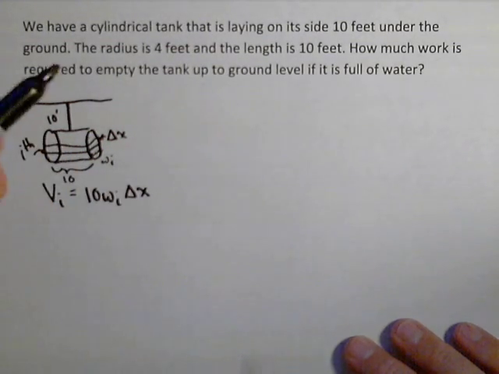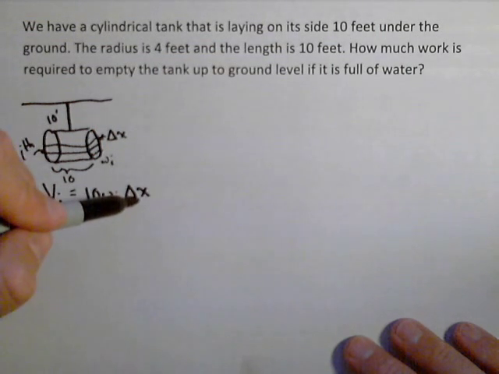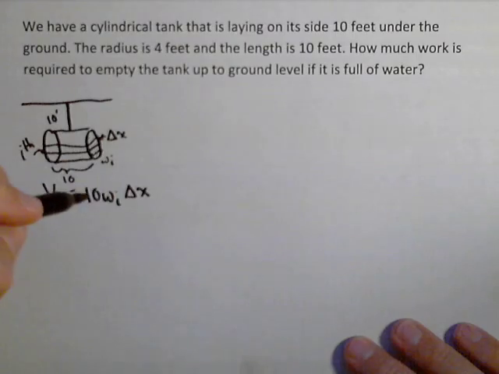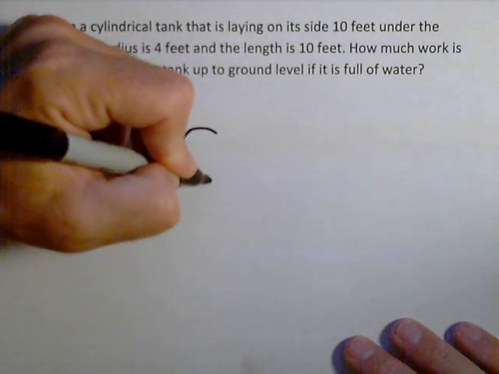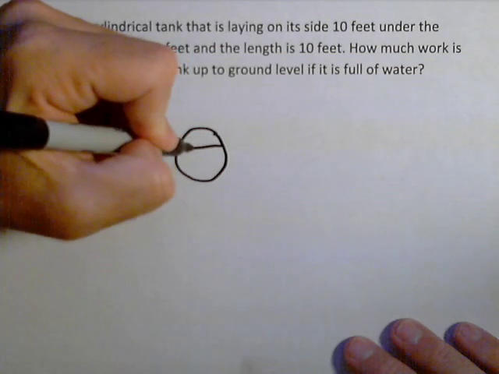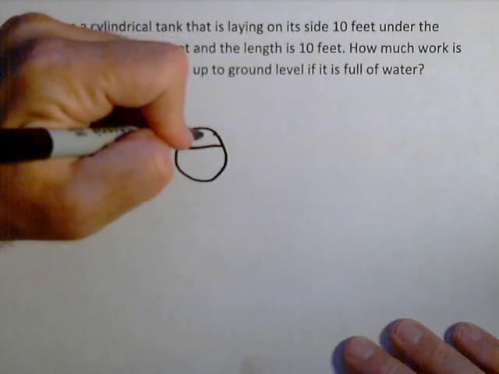Now at this point what you should notice is we have a variable W sub i, but we're going to be integrating with respect to x. So we have to find a relationship between those two. So let's take an end view of our tank, and then I'm just going to draw a line for our slice. And I know that W sub i, I've called it, goes all the way across.